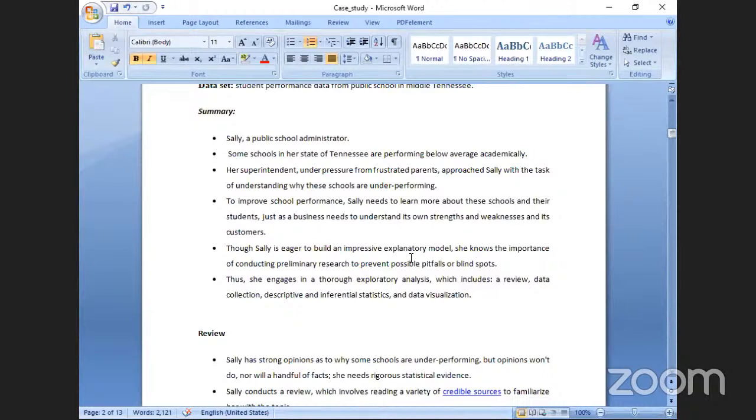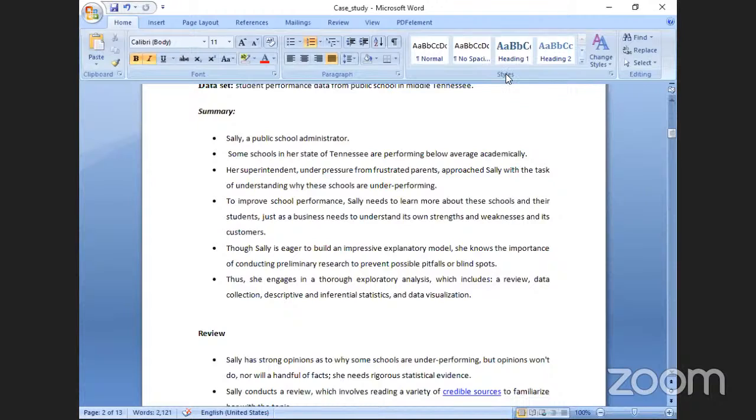Before initiating this task, she did a complete, detailed review. On that basis, she collected the data, and further she adopted descriptive statistics and also went on to inferential statistics and visualized the data for further inference. So this is what she has done in this particular case.